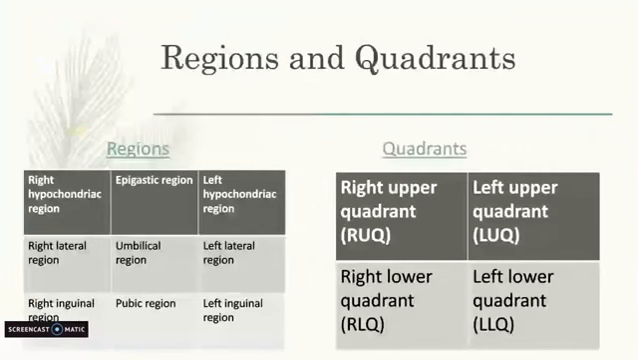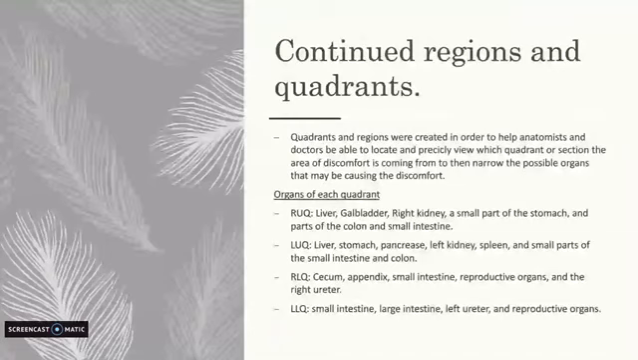Next, I have regions and quadrants. First, I just have the charts on this page, and I will go into more detail on the next slide. Quadrants and regions were created to help anatomists and doctors locate and precisely view which quadrant or section the area of discomfort is coming from, to narrow the possible organs that may be causing the discomfort.